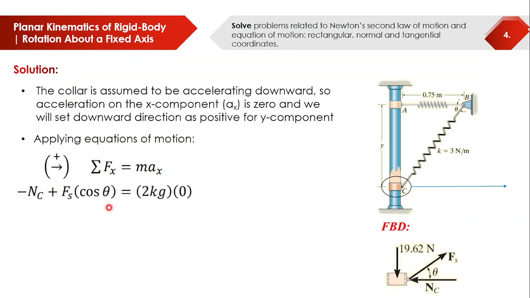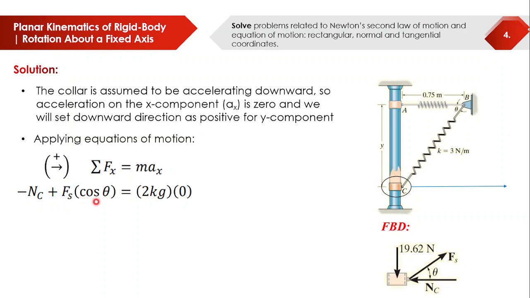So forces that act horizontally, or forces acting along the x-axis, will be the normal force and, what do you call this, the x component of our spring force. Okay, so that will be negative N sub C, since the movement is to the left. And we assume here that right is the positive sense. That will be negative N sub C, or the normal force, plus the spring force cosine theta.